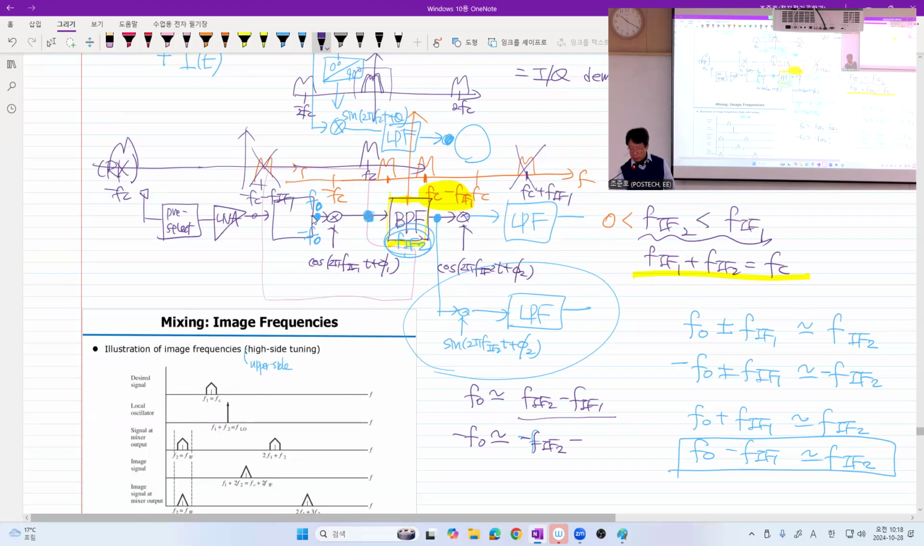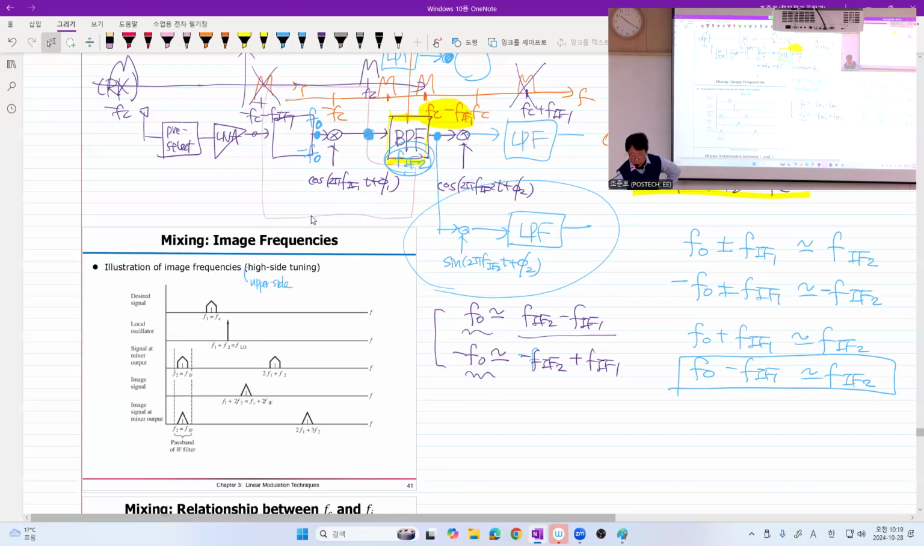Let me see, it's very confusing, right? Let me see which one. Yeah, something like this. Got it? So actually, this becomes positive under this assumption, and that becomes negative, but it doesn't matter anyway. So FIF1 minus FIF2 frequency components may also pass this bandpass filter.